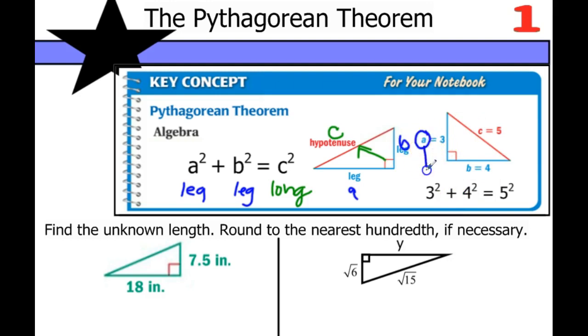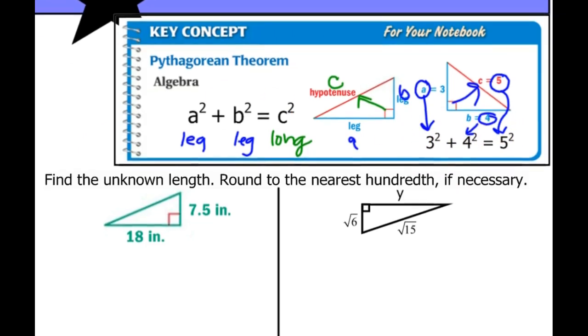They say a is 3, so they plugged in that for a. B was 4, so they plugged in 4 there. And here c was 5, they plugged that in there. We knew c was the longest side. From here, we know a squared plus b squared equals c squared. You could prove that by solving that.